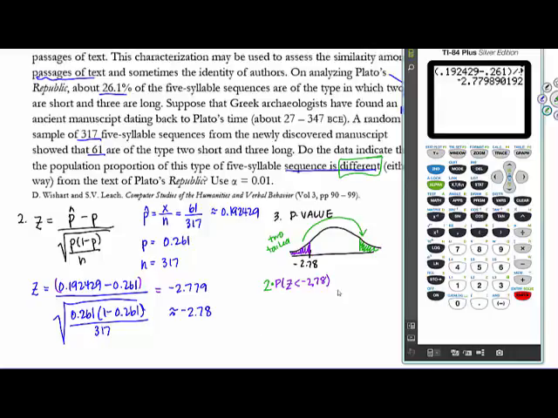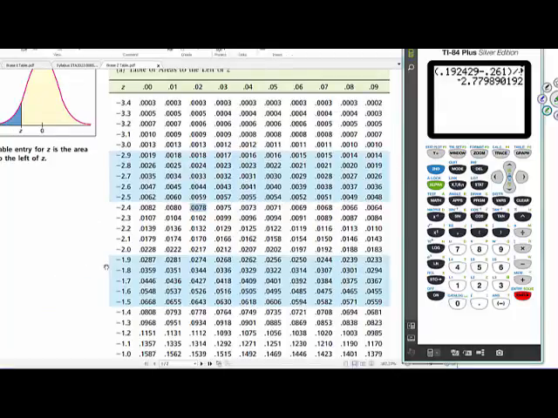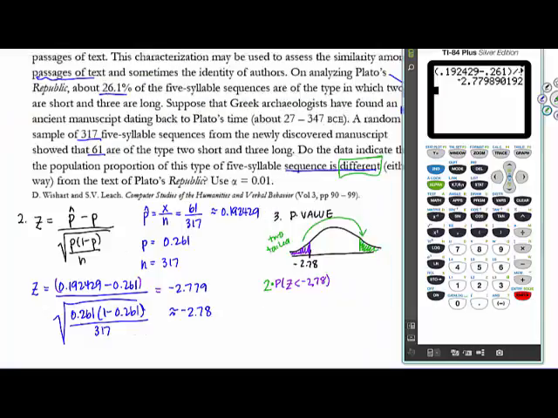So let's look up the table. Negative 2.78. 2.7, cross the column to 8, is 0.0027 for the p-value. And multiply that by 2, gives the p-value of 0.0054.